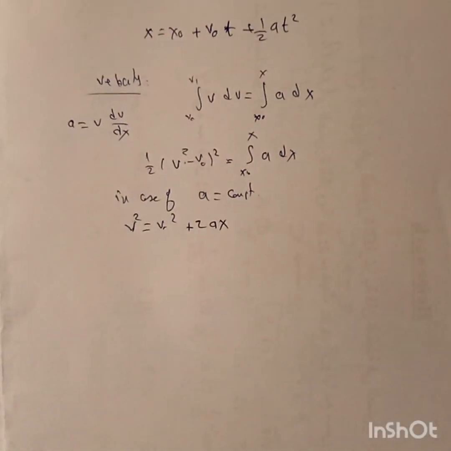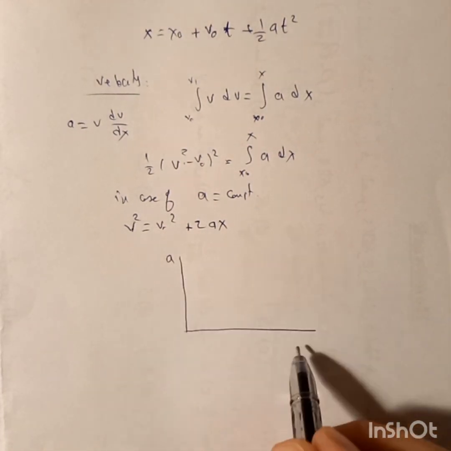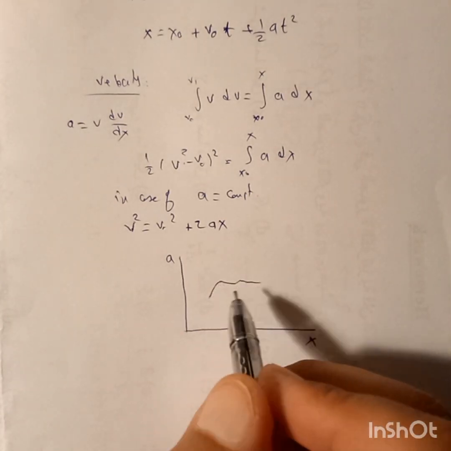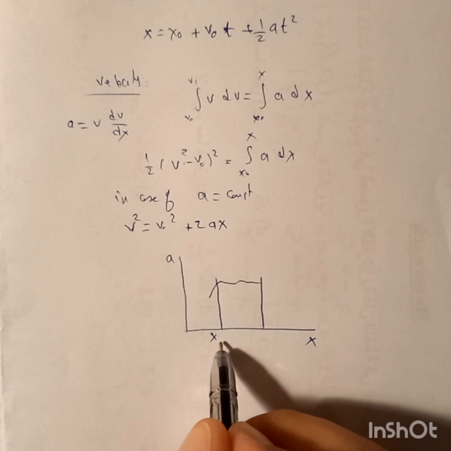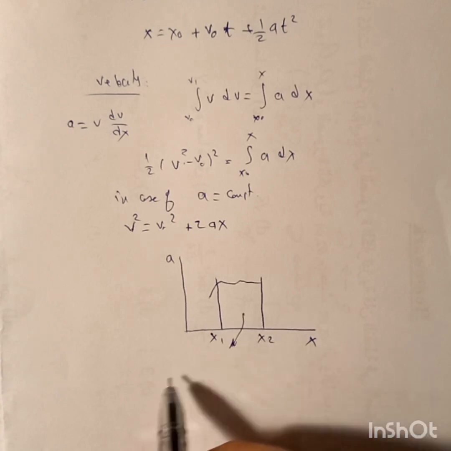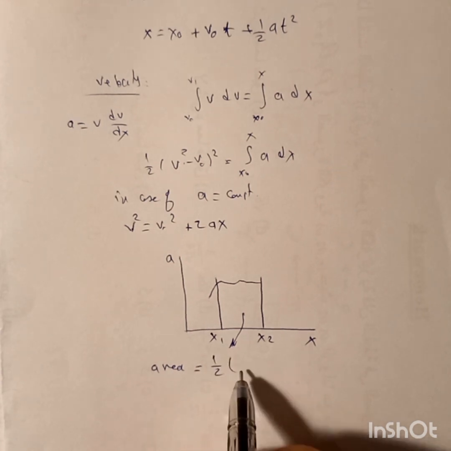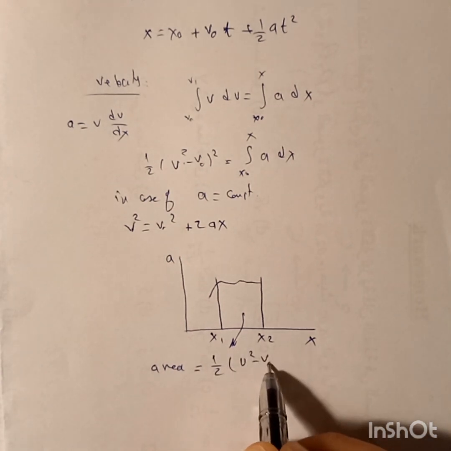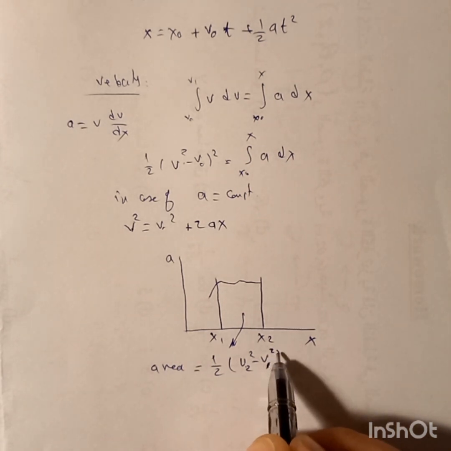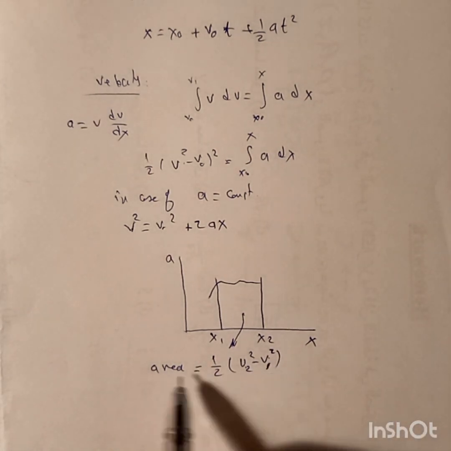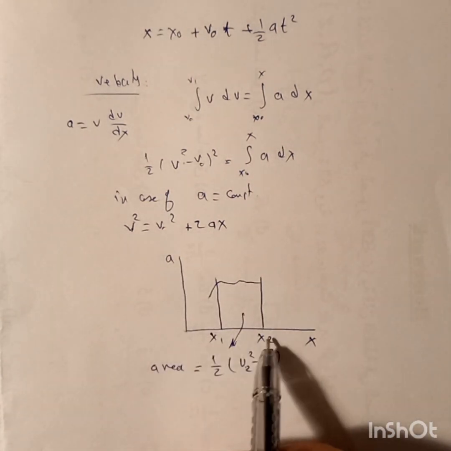Also, if we have the relation between acceleration and x, then the area under the curve between x1 and x2 represents half of v2 squared minus v1 squared. This is the area under the curve a versus x between x1 and x2.